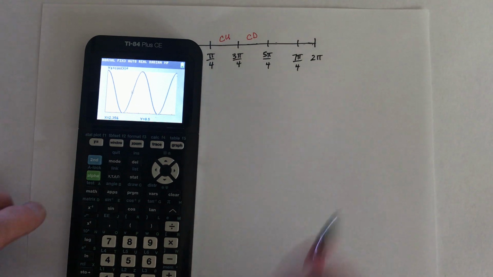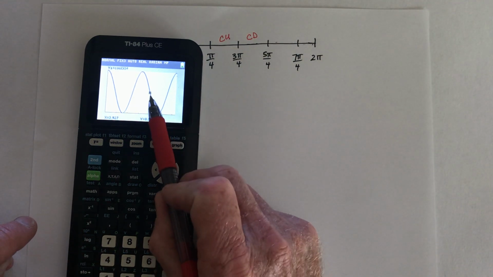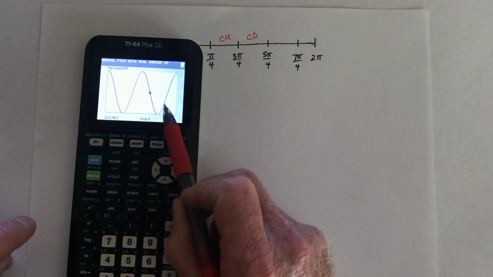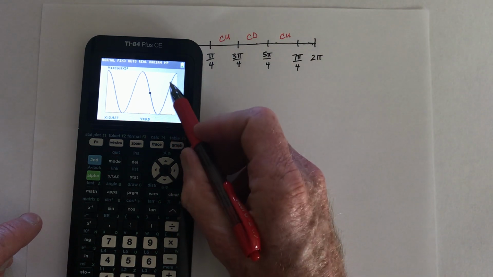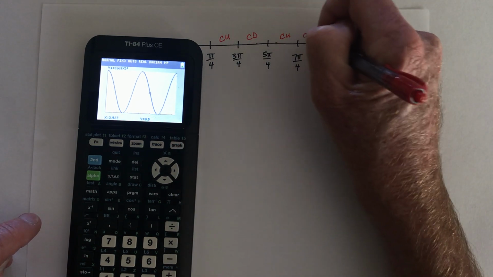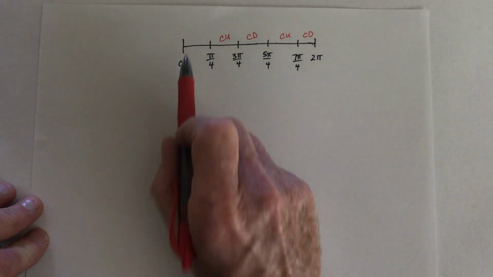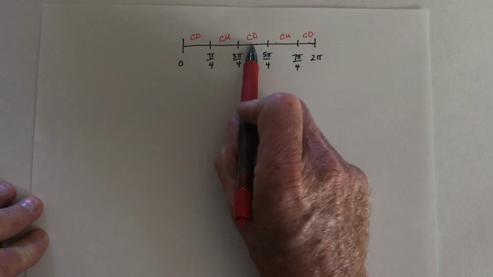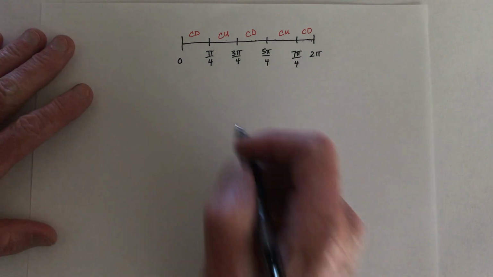And next would be 5 pi over 4. So right here, this middle part is concave down, and then this is concave up. And then this last part, since it's a trig function, actually alternates. So this would be concave down, and then concave up, concave down, concave up, concave down. All right, now I just need to label my answers.